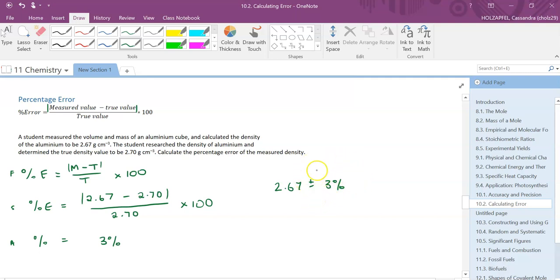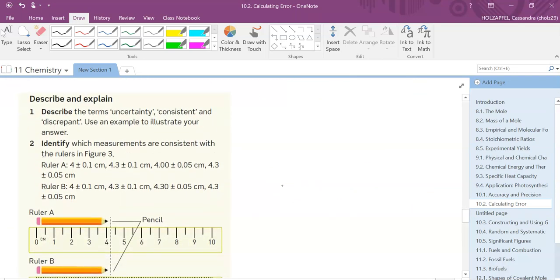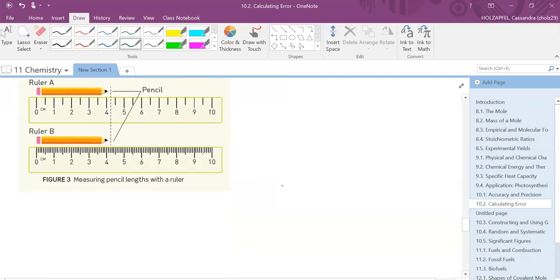If we were to add this to another value, so let's say he did the experiment again and he got 2.5, and then he had a percentage error of 2% for this one. And let's say we wanted to add these two volumes together. We're dealing with a percentage now, so it's going to be a little bit different. So what we would do is add the two values, so 2.67 plus 2.5, and then we would add the percentages as well. If we were to double this volume, the percentage would still remain the same, because it's 3% of the entire thing. All right. So let's go through a couple more examples, and then I think we'll finish off.